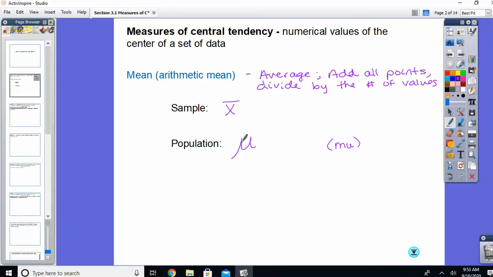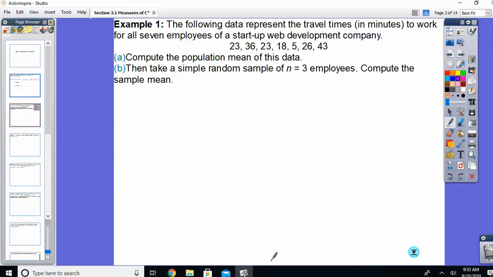All right. So let's do an example. These data represent travel times in minutes to work for all 7 employees of a startup web development company. If it's all 7 employees, is that population or sample? Population. Okay, so here are your 7 points. If I were you, you don't have to write down everything. Just put example 1 and jot down those 7 numbers.